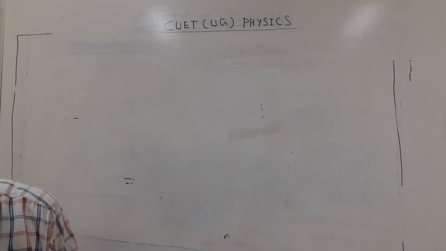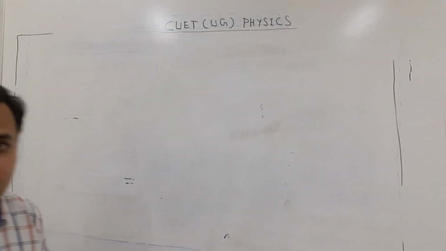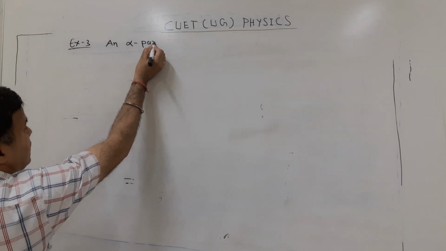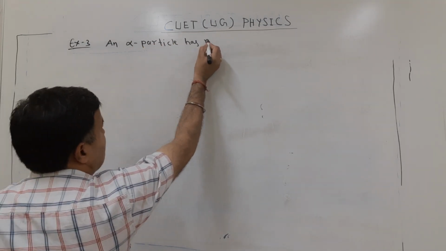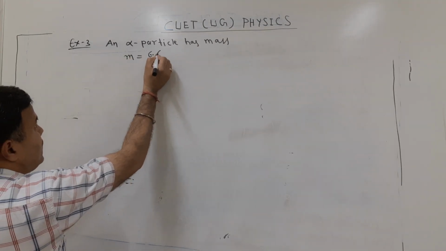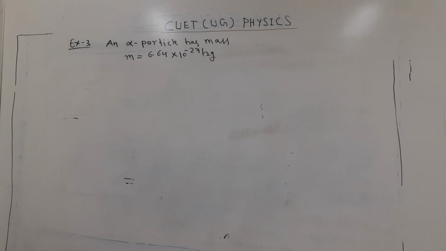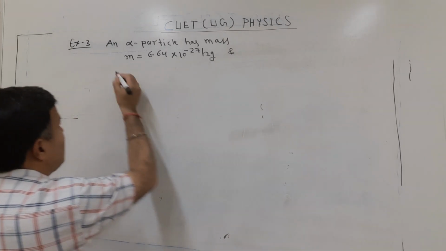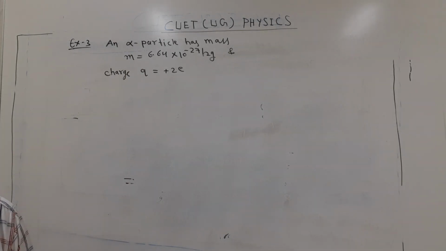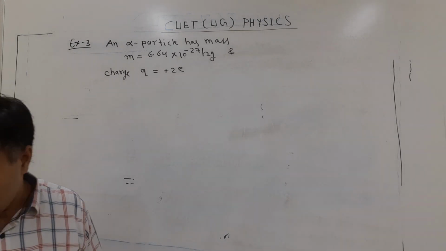Let me tell you another example. An alpha particle has mass 6.64 into 10 to the power minus 27 kg, and charge is twice of E, where E is the charge on electron, which is 1.6 into 10 to the power minus 19. So find the magnitude of electric repulsion.